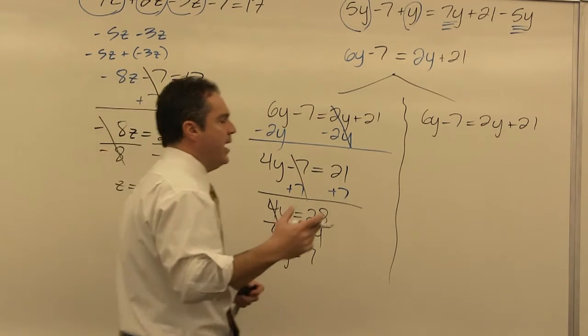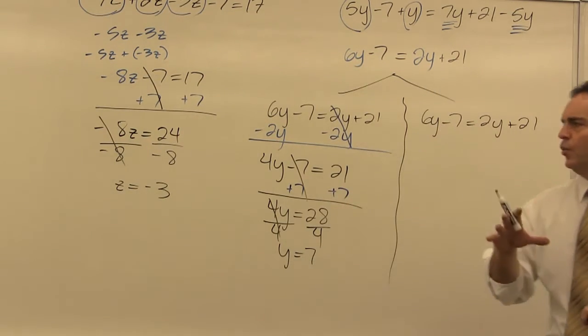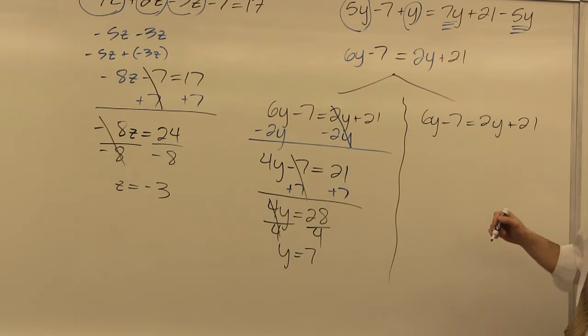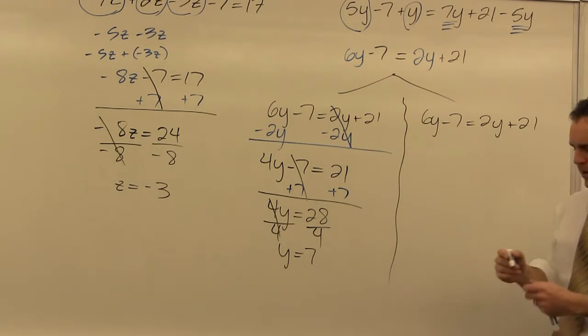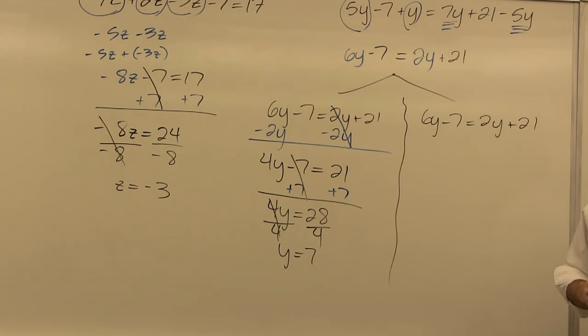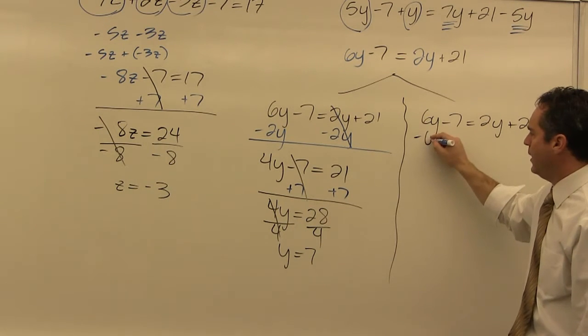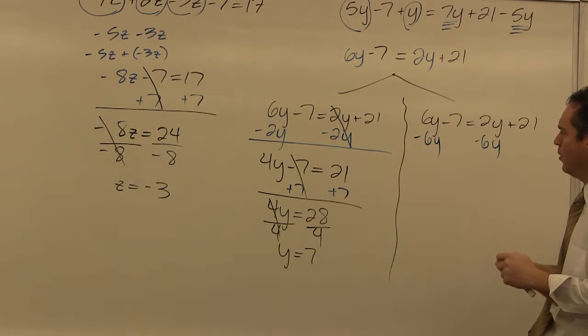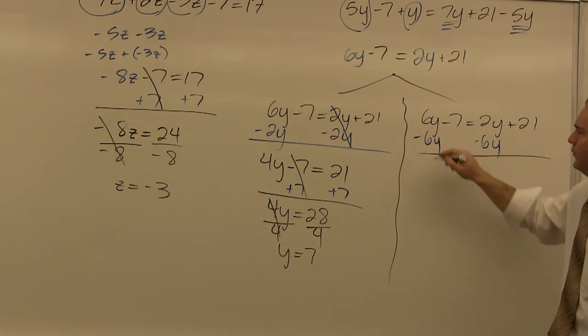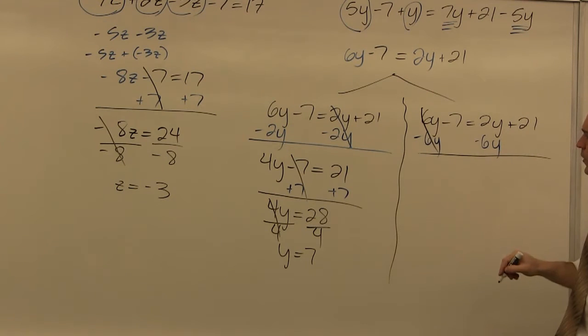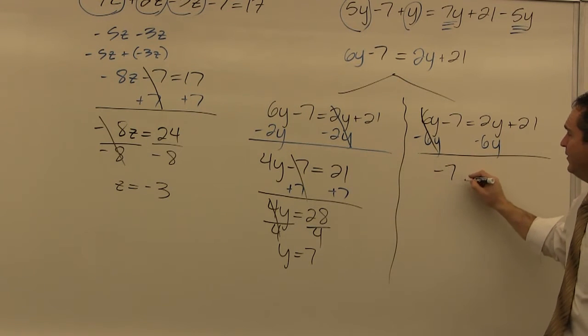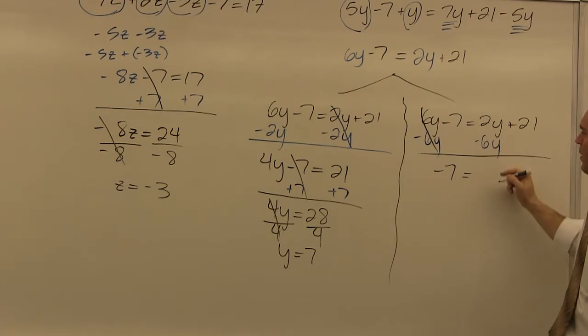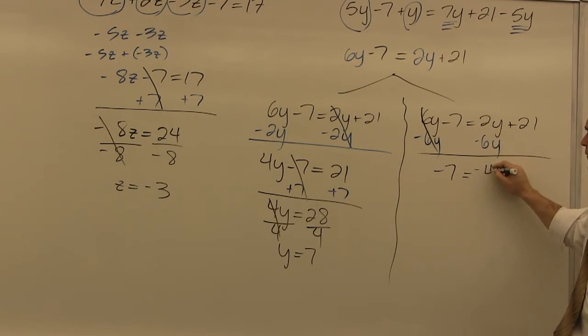Excellent. Now, a couple of you, when I asked you what we could do, I heard also, not only could we subtract 2y from each side, but possibly we could subtract 6y from each side. Yeah, let's go ahead and try that, see if that works. Okay, so this would cancel. 6y minus 6y is gone. Left with negative 7 equals 2y minus 6y, very good, negative 4y, and then plus 21 drops down.